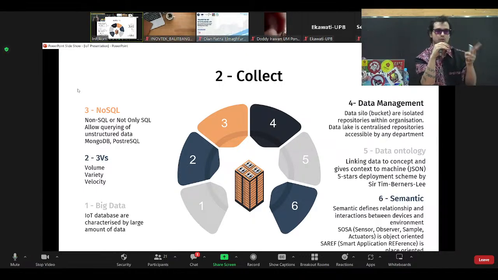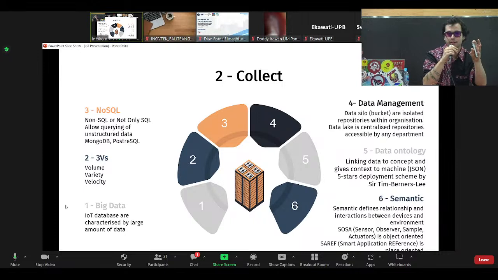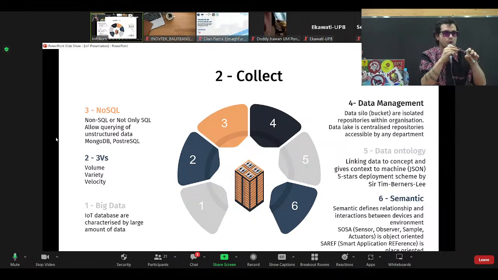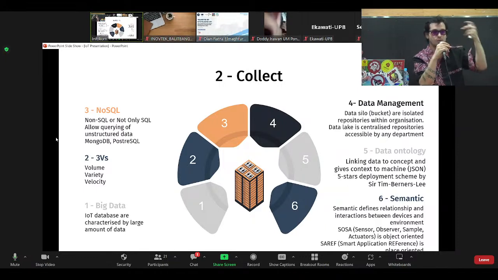There are two ways to describe it. It helps you to understand and describe the system you're developing. There is SOSA, which stands for sensor, observer, sample, actuators, and it's object-oriented. So like device 1 has actuator 1, open door 1, and so on. Or you have SAREF, the smart application reference, and that is place-oriented. So device 1, like smart lighting, is on the ground floor. Device 2 is on the first floor, something like that.